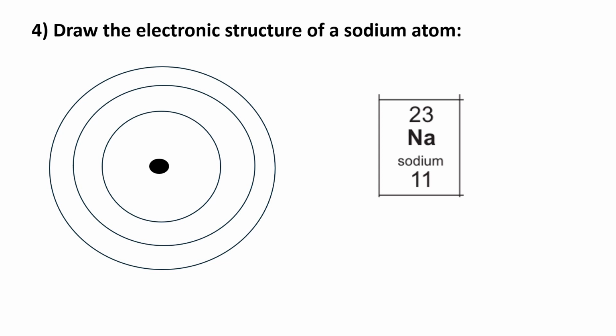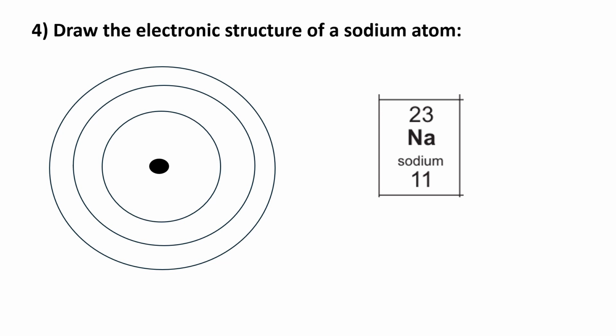So, question 4. Draw the electronic structure of a sodium atom. So we need to remember that the first shell can hold up to 2 electrons, then it's full. The second shell can hold 8, and the third shell can also hold 8 electrons. And we start at the inside and work our way out.